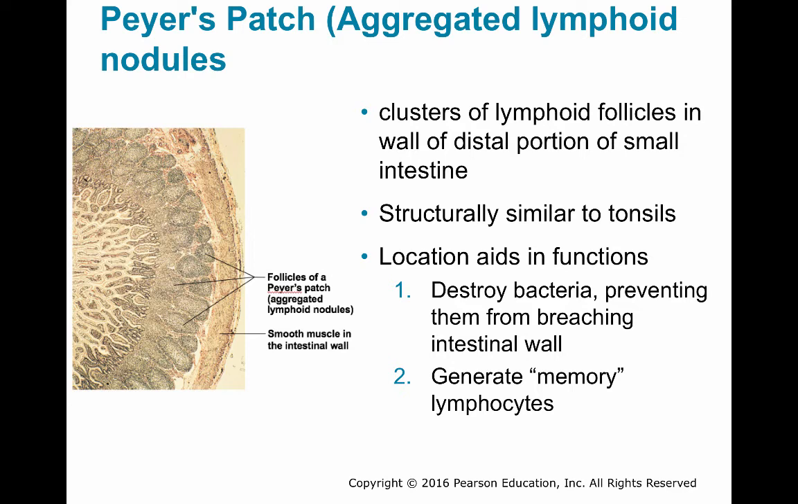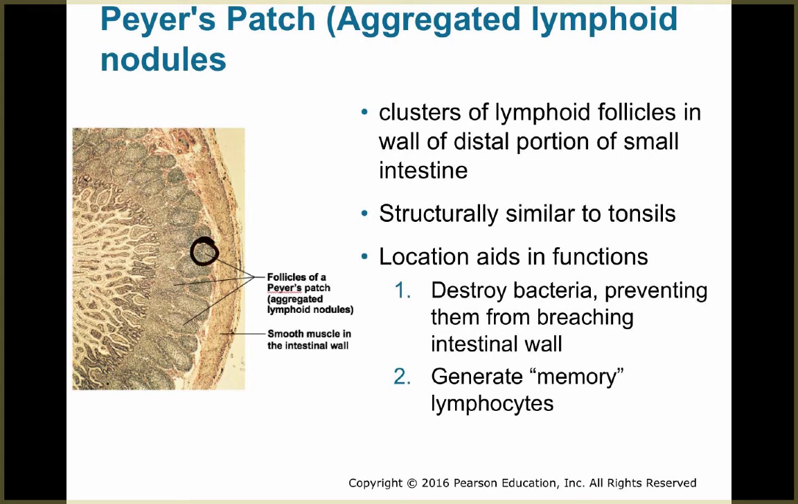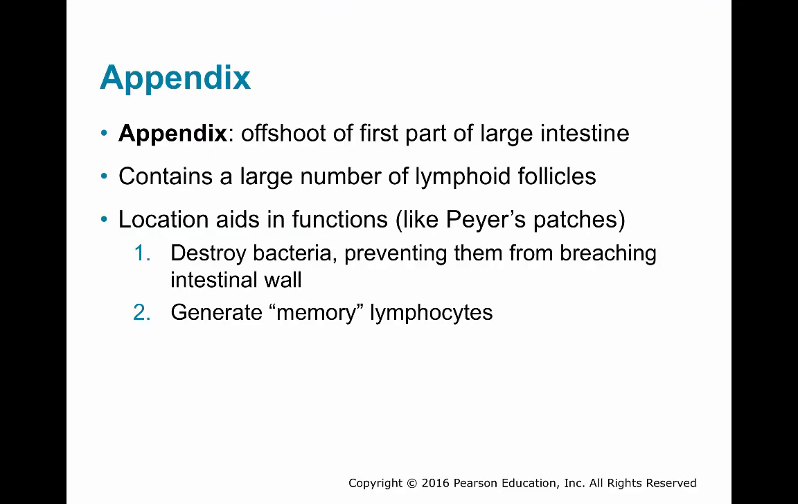And you can see those, and we'll look at these in class, these follicles here of the Peyer's patches that are within the intestinal walls. And then we also have the appendix. It's an offshoot of the first part of the intestines, right? It contains a large number of lymphoid follicles. And location aids in function, just like the Peyer's patches. They help to destroy bacteria, preventing them from breaching into the intestinal walls, and it also helps to generate memory lymphocytes.